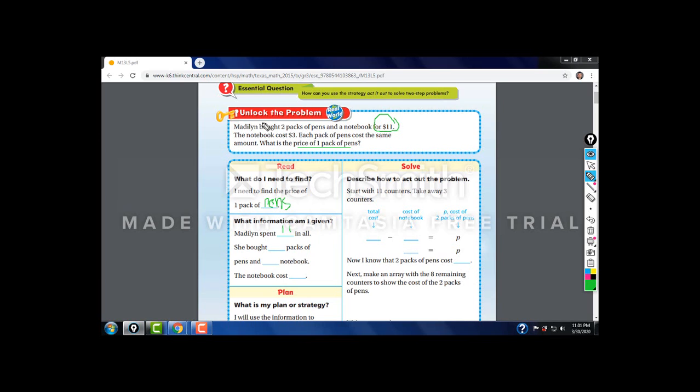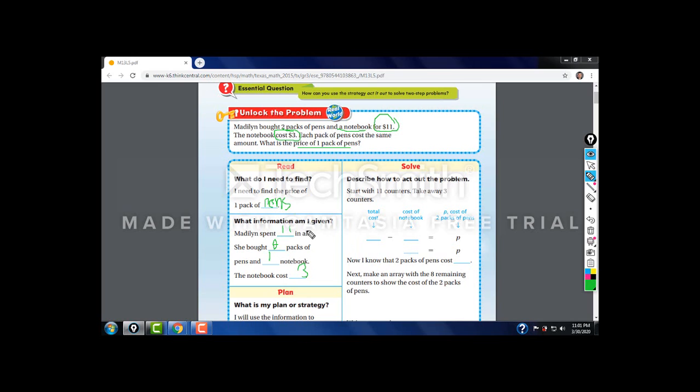She bought how many packs of pens? Well, it's right here. 2 packs of pens. And how many notebooks? Well, she only bought 1 notebook. How much did the notebook cost? It's right here. Notebook cost $3. So notice I work everything out here. I set this up right now.